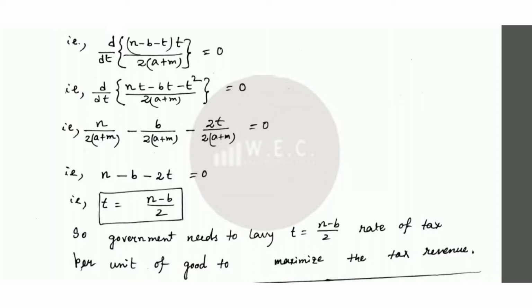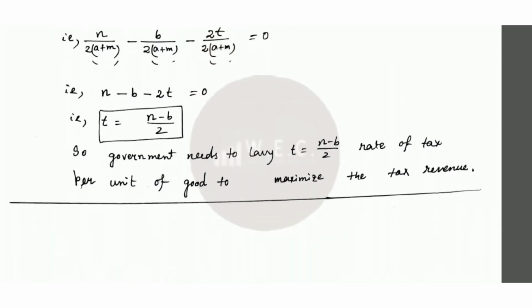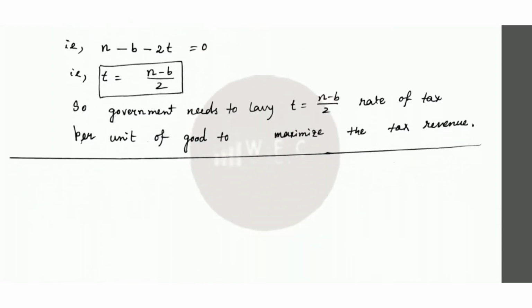So we get the tax per unit equal to (n minus b) divided by 2. So the government needs to levy small t equals (n minus b) divided by 2 as the rate of tax per unit of good to maximize the tax revenue.